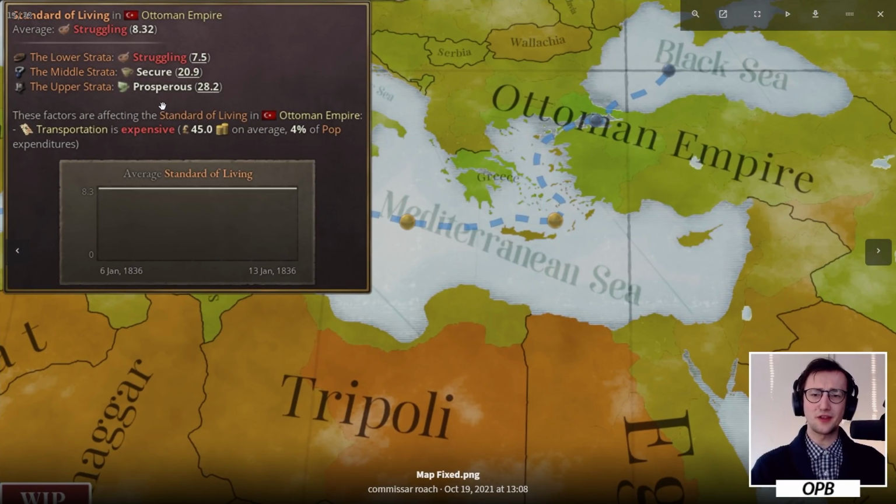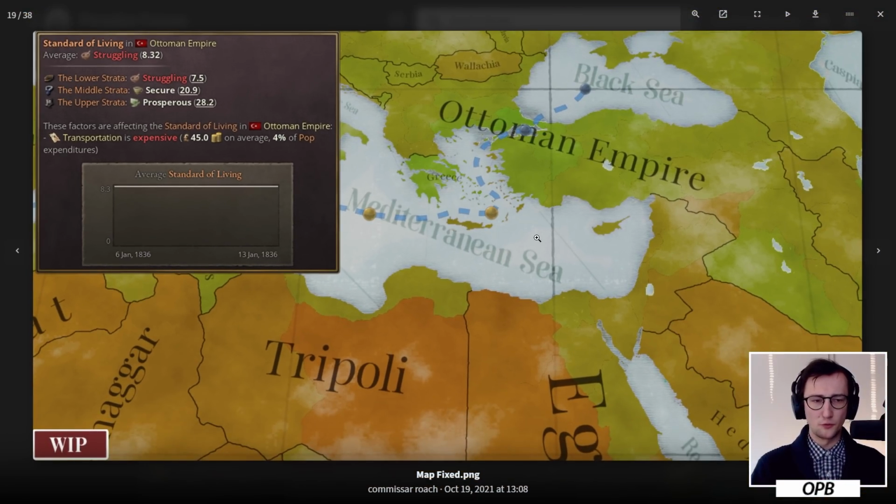Either way, standard of living in the Ottoman Empire: the lower strata is struggling, the middle strata is secure, and the upper strata is prosperous. Very good for you. Those factors are affecting the standard of living. For example, transportation is quite high, very expensive, but the standard of living, I mean, only a couple of days have passed, they're gonna do fine, right? The Ottomans surely won't be the sick man of Europe.